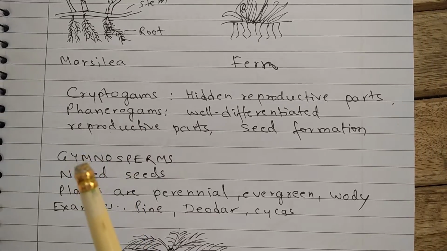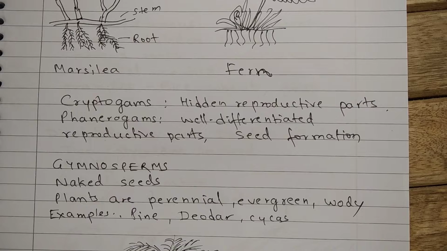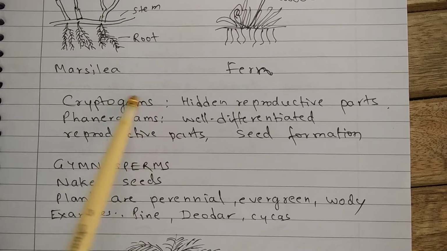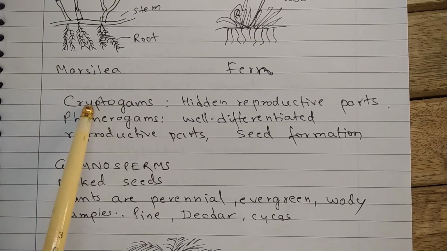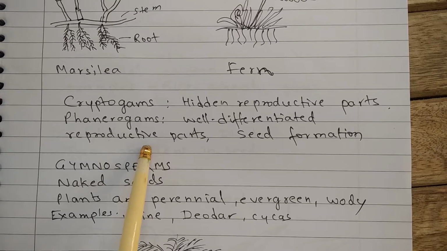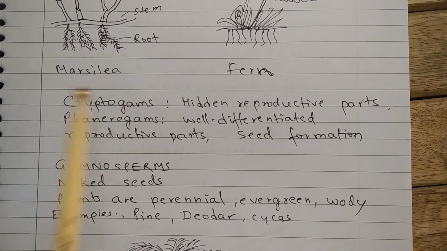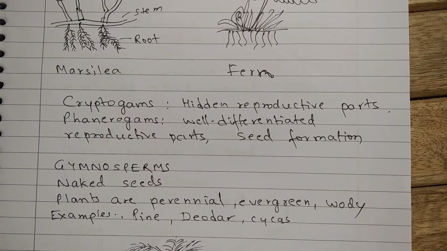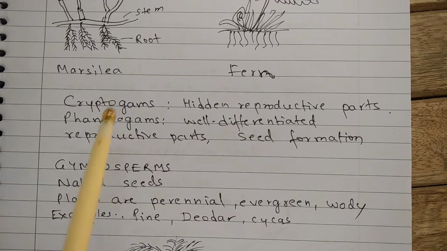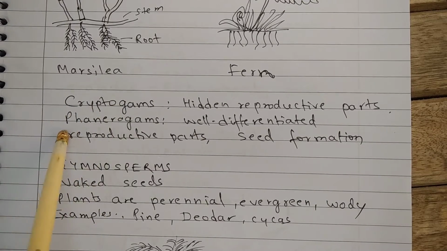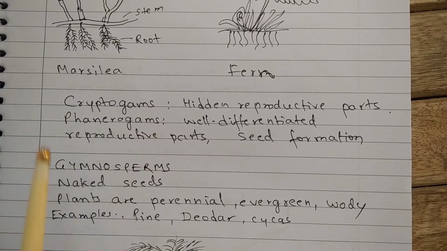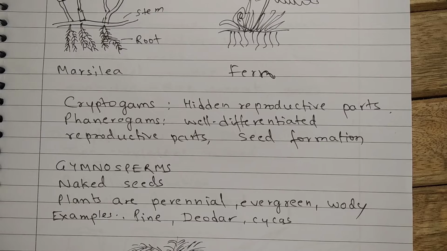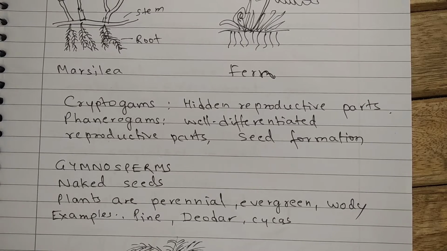Now there is another basis of categorizing the plants. On that basis, they are divided into 2 categories. One is called cryptogams and another is called phanerogams. Those plants which do not produce seeds are kept under cryptogams. So Thallophyta, Bryophyta and Pteridophyta come under cryptogams, and plants which produce seeds come under phanerogams, which are the next divisions. So Gymnosperms and Angiosperms come under the phanerogams.